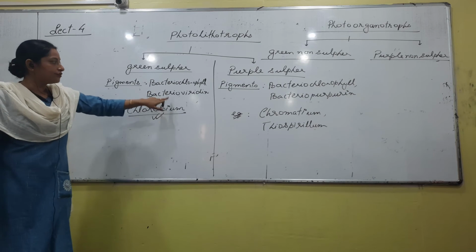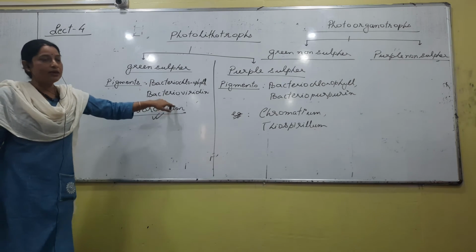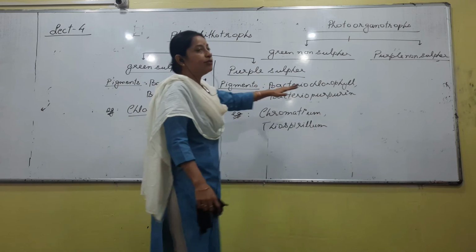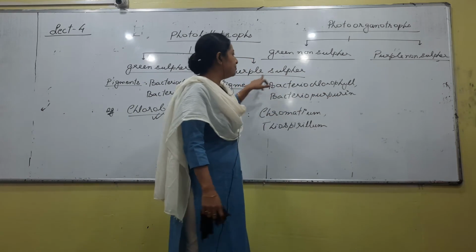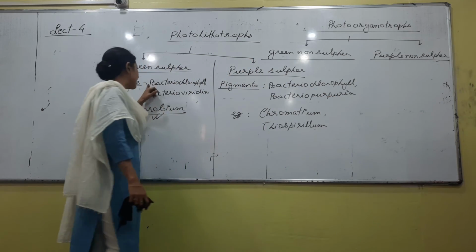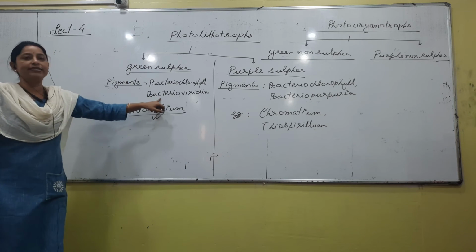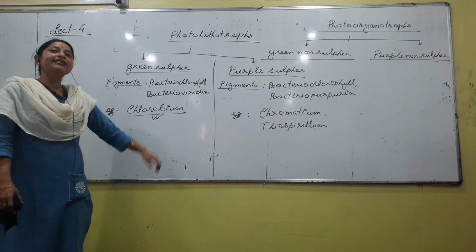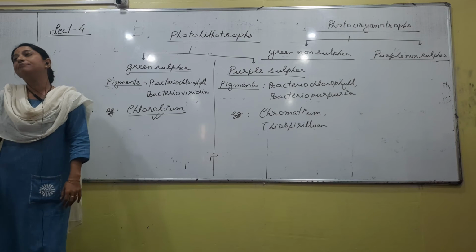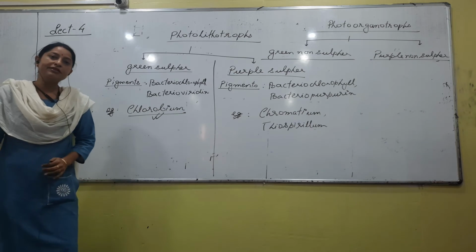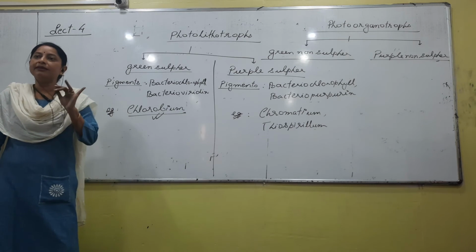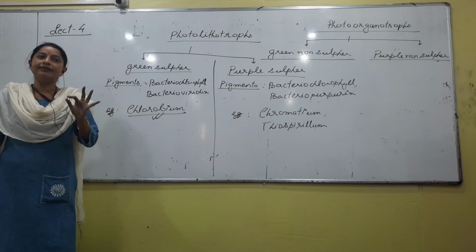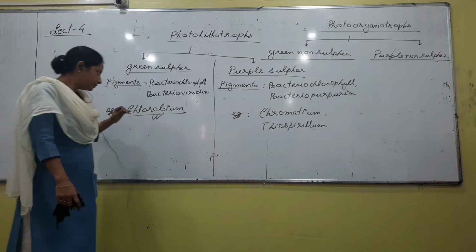Apart from bacterial chlorophyll, there are specific types of pigment: bacterioviridin and bacteriopurpurin, right? In case of purple, it's purpurin. In case of green sulfur, green, it is bacterioviridin. So the question may come: identify the bacterial pigment. Bacterial pigments means bacteriochlorophyll, bacterioviridin, bacteriopurpurin. These are the three words that you need to remember.